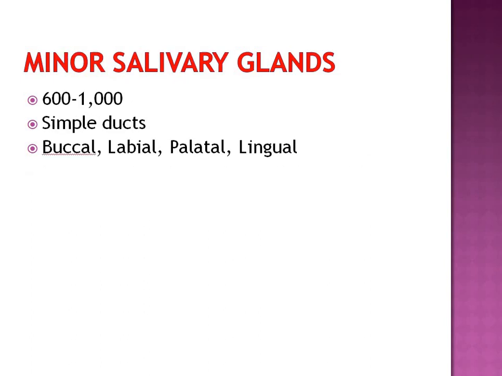Now comes the minor salivary glands. The minor salivary glands number 600 to 1000, with simple ducts: buccal, labial, palatal, and lingual.